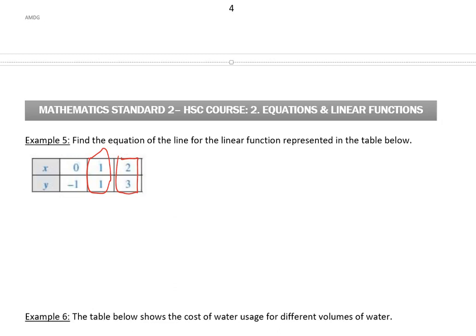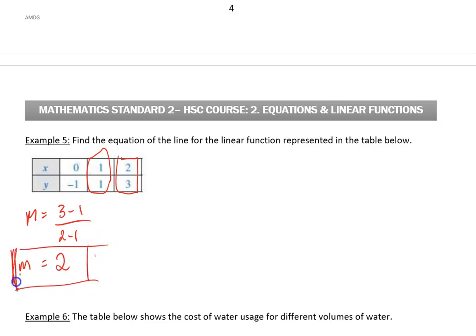So to find the gradient is the difference in the y's, that's 3 minus 1, divided by the difference in the x's, that's 2 minus 1. This number minus this number, divided by this number minus this number. Whether I choose those ones, or whether I choose my first and last pair there, I'm still going to get the same gradient. But anyhow, when I evaluate that, I get m equals 2, and that's really important. That's part of my answer. So don't lose track of that number there, m equals 2.